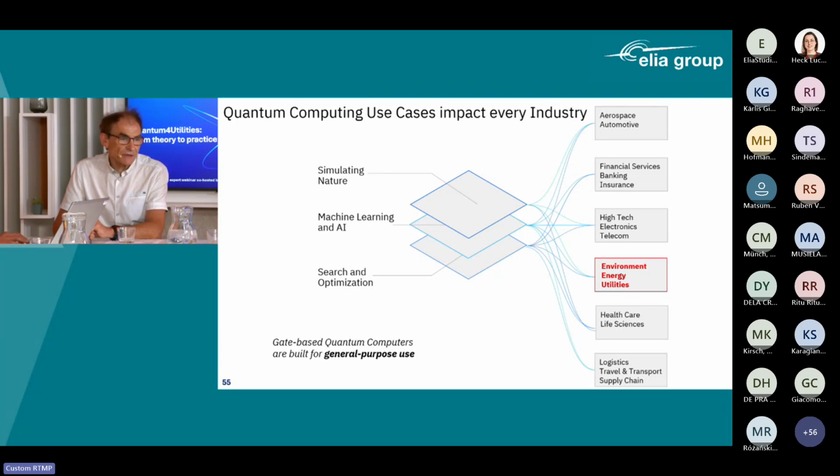The second big chunk is about machine learning and AI, and we already saw a nice example from E.On, the case of the car coupled to the grid, for instance, with quantum support vector classifiers. The final one is more about search and optimization. On the right-hand side of the screen, each of these categories can be applied in multiple industry sectors, one of them being, of course, energy and utilities.